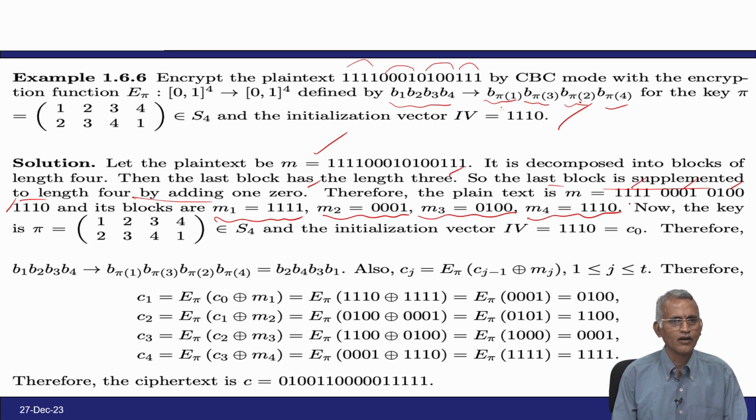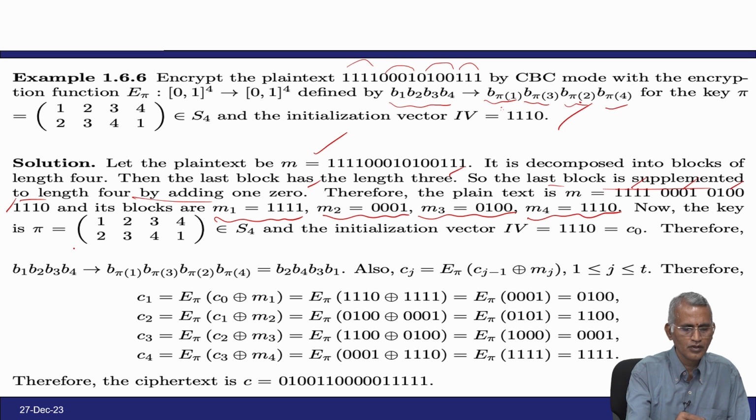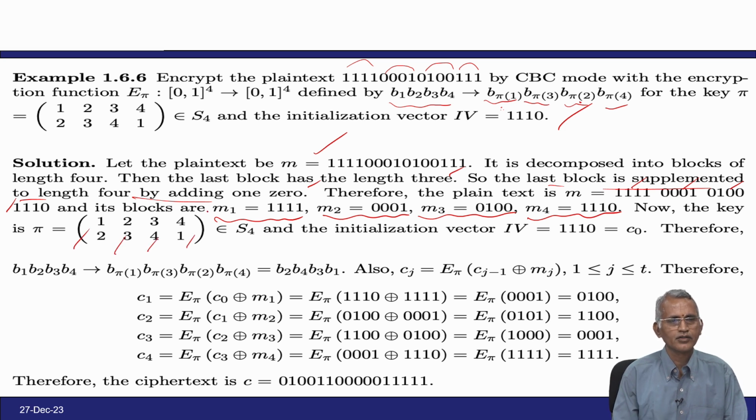Now, the key pi is: 1 maps to 2, 2 maps to 3, 3 maps to 4, 4 maps to 1. This belongs to the S4 permutation group. Initialize the vector 1 1 1 0, call it C0. Now, let us start.